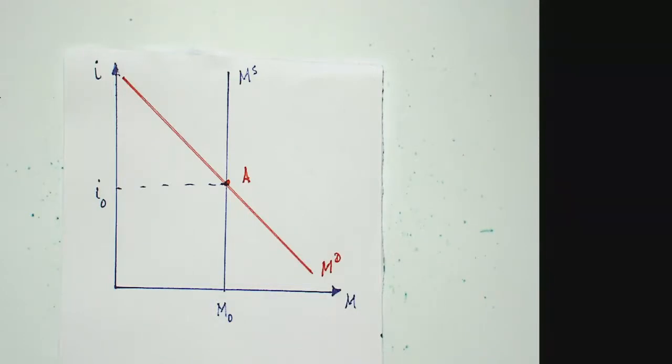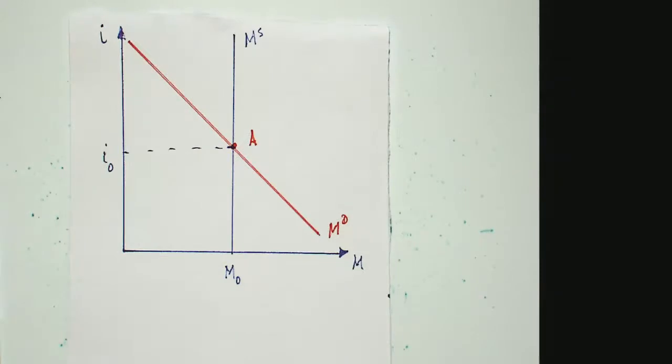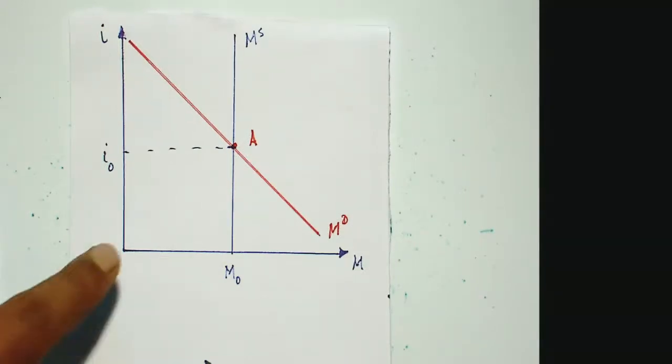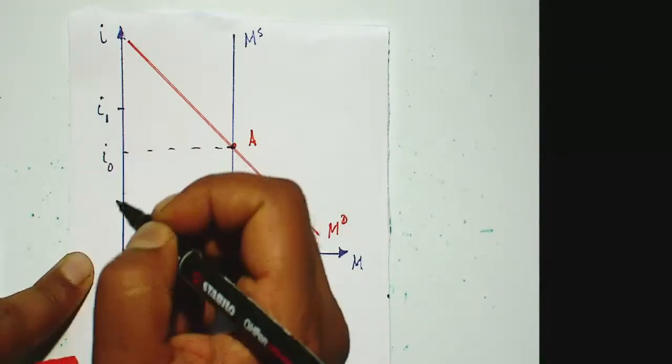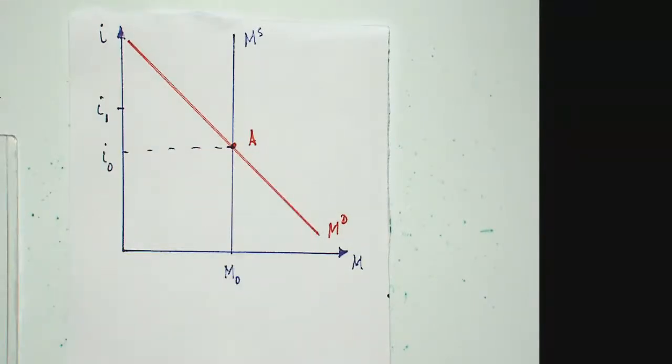So the first scenario is where we have a higher interest rate than the equilibrium interest rate I0. So we would have a higher interest rate than that of our I0. We would indicate this higher interest rate in a point here, which we can call I1, which is a higher interest rate.